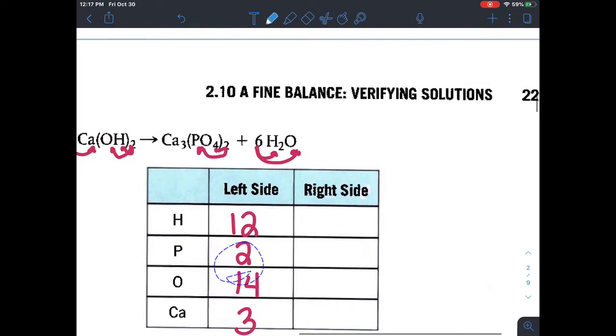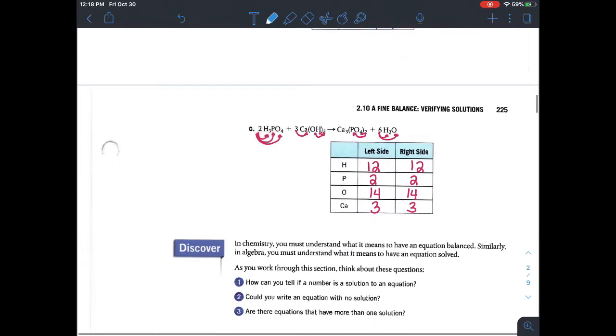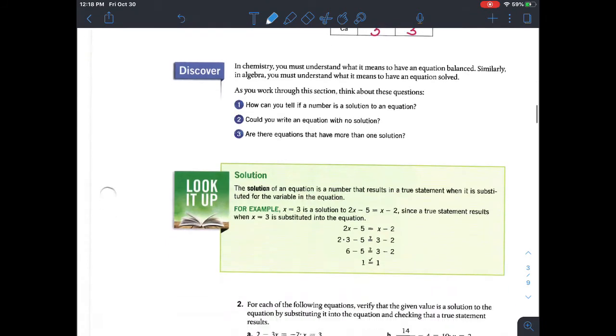Okay, so then moving on to the right-hand side, I'm going to distribute. H, 6 times 2 is 12. P, I distribute the 2, so I just have 2. For O, I distribute the 2 to the 4, so that's 8. Distribute the 6 to the 1, that's 6, so 14 as well. And Ca, I don't have to do anything for that one, it's just 3. So that one was pretty in-depth. I don't think you'll see anything more complicated than that one.